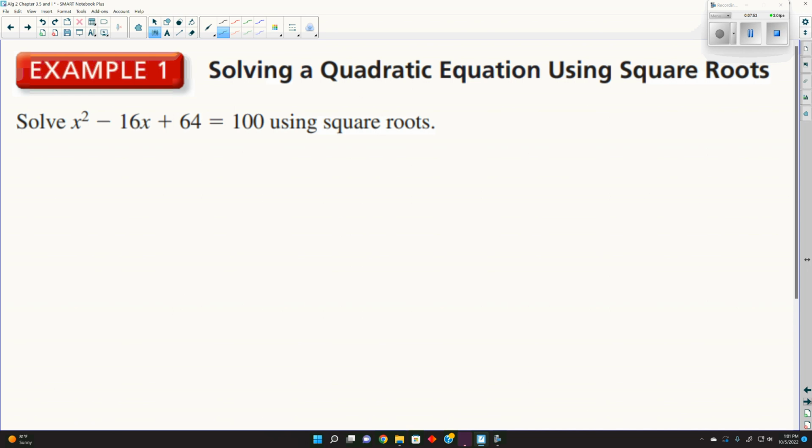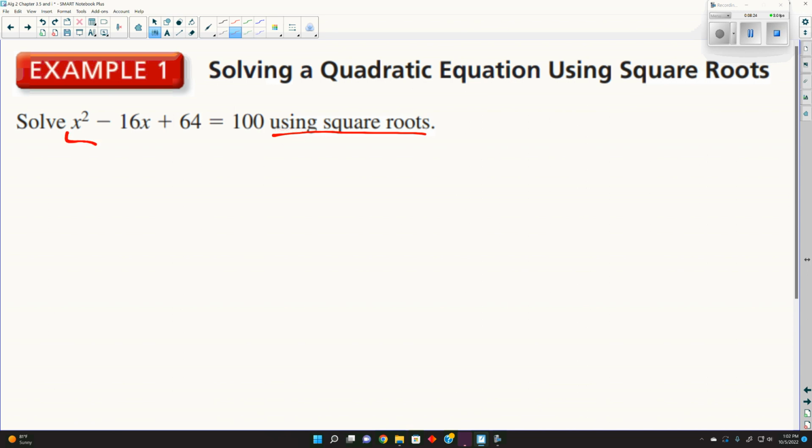Now, this one here, we're going to do a little different than we normally would. This is kind of leading into completing the square, our first main method that will work for every single equation. Now, it's telling us using the square root method. The square root method works if we have x squared but no middle term, or we have a set of parentheses squared, yes?